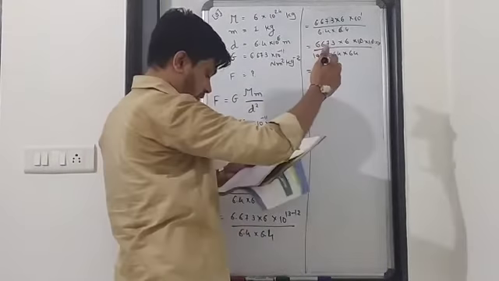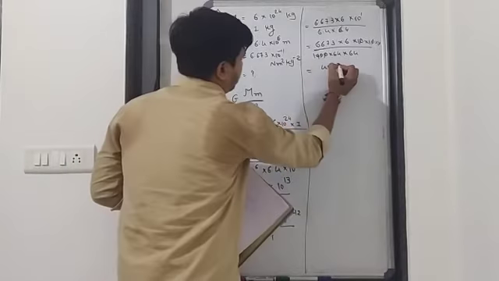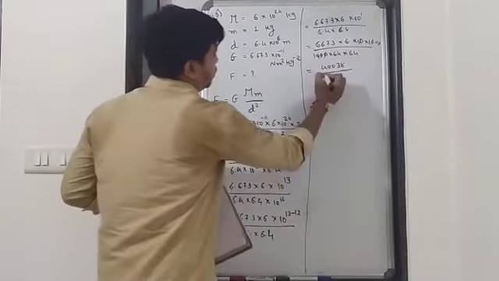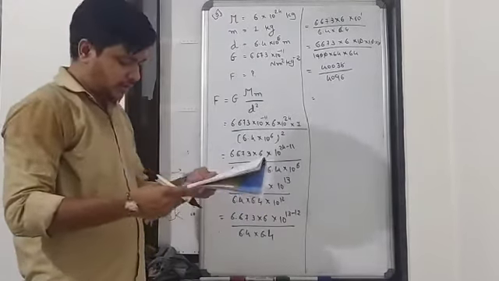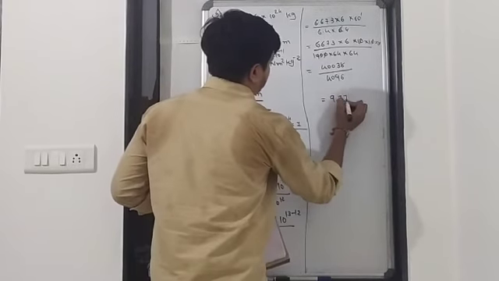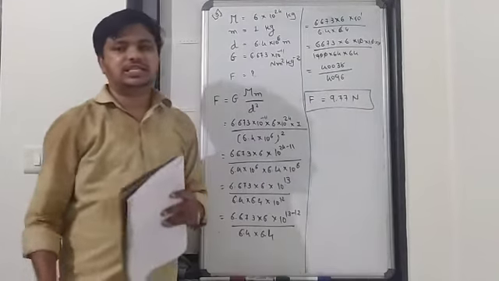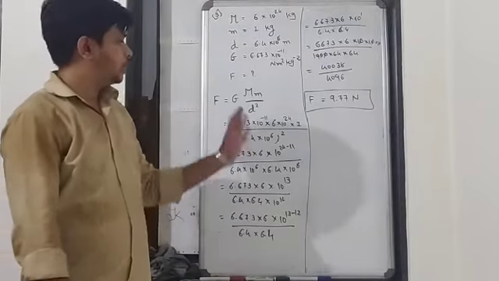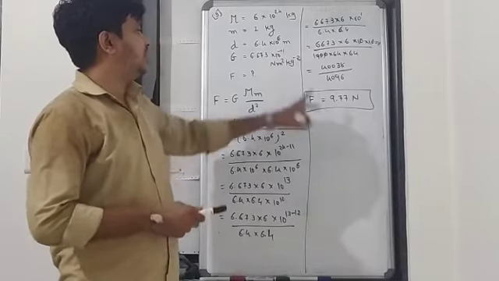If you multiply both of them, then it gives you 40038. Divided by 64 into 64, which is 4096. If you just divide it, then it gives you 9.77 Newton. So the value of force is 9.77 Newton. So here it is the sum related to gravitational force, right? The main thing is just started from here.